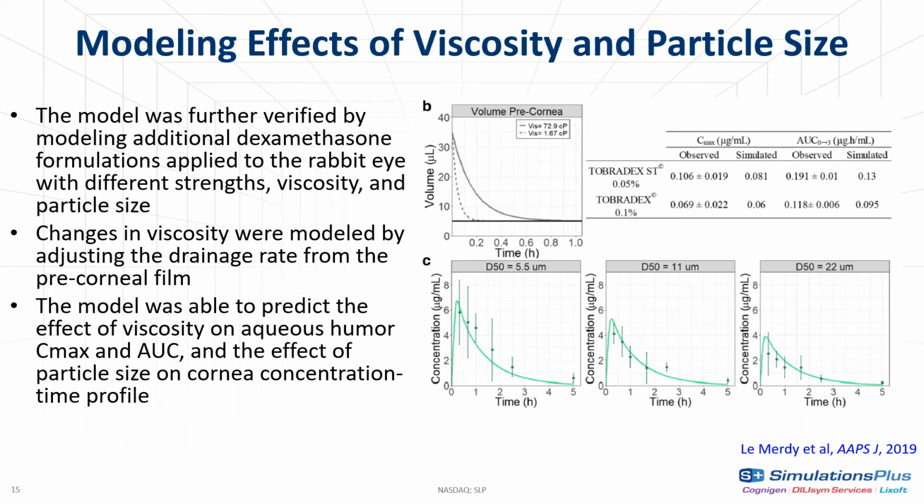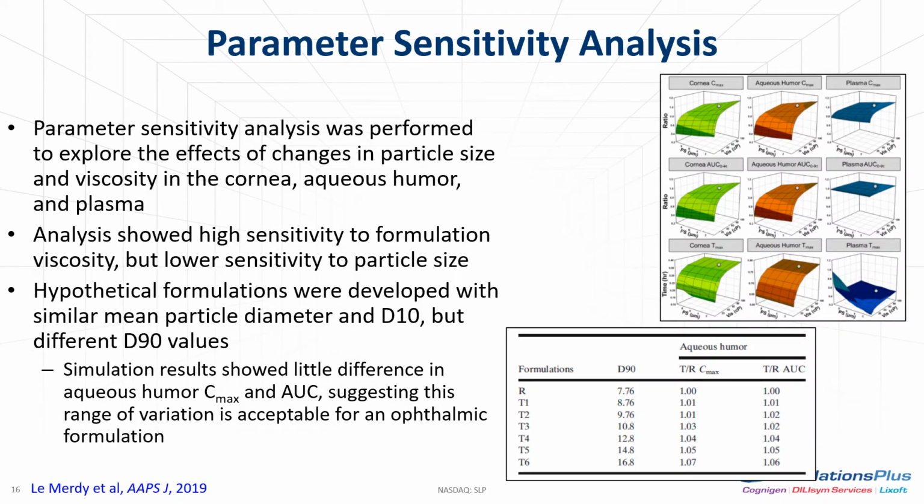So we went further and we started using the model to predict the effects of formulation changes. To do this, we performed parameter sensitivity analysis to understand the sensitivity of the local ocular concentrations and the plasma concentration to the changes in the particle size and viscosity, with a particular focus on the cornea and the aqueous humor. We found that there was high sensitivity to the viscosity, but a somewhat lower sensitivity to the particle size, as well as some other conclusions that you can look at in the manuscript.